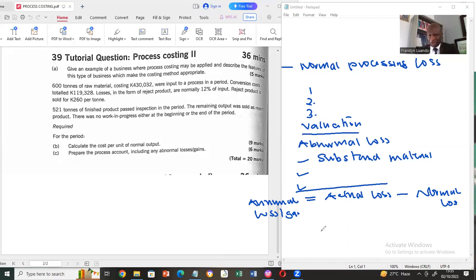So now, how do we calculate actual loss? Actual loss is input less output.